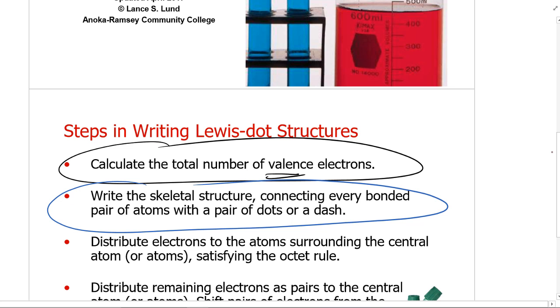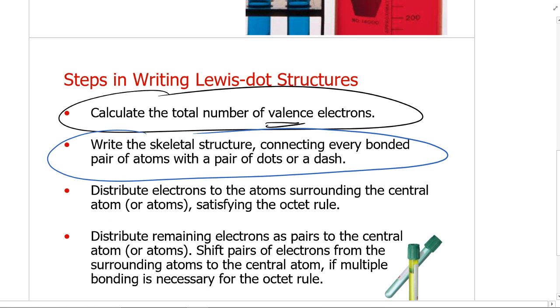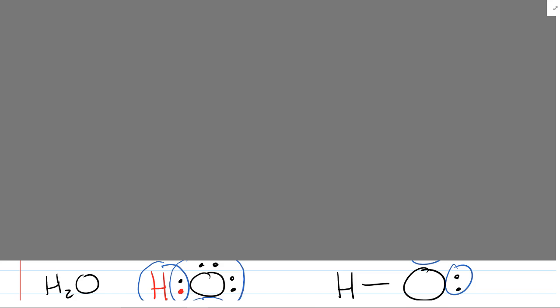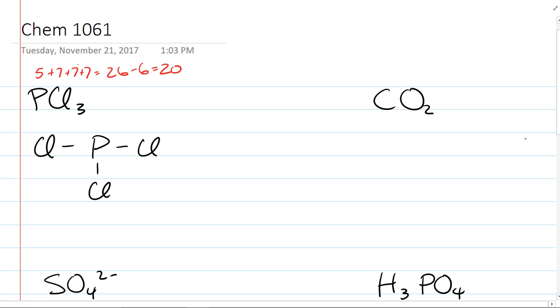Then the next rule says we're going to distribute the electrons to the atoms surrounding the central atom or atoms satisfying the octet rule. So we don't assign them to the central atom first, we assign them to the other ones. So we assign them to the chlorine. And again, we assign them as pairs. So you put them in 2, 4, 6, 8, 10, 12, 14, 16, 18.